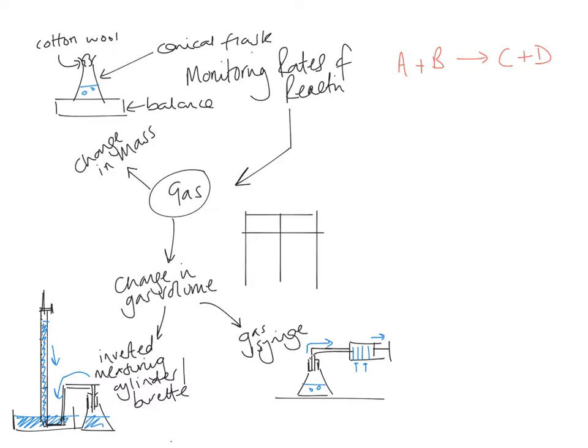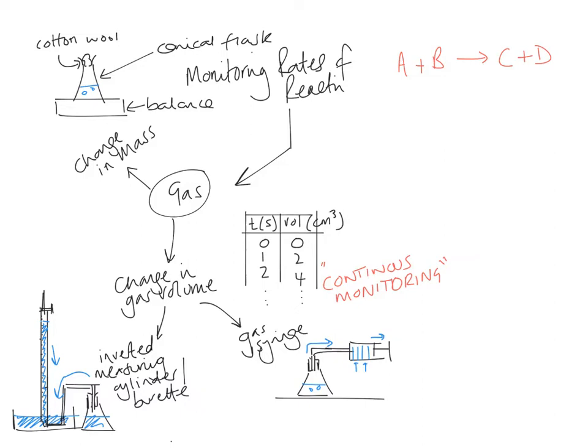With all these techniques, you end up generating a data table with time on the left-hand side or on the x-axis, and then the property that you're measuring on the y-axis. You're tracking that over regular intervals and just recording a volume that is produced. So it could be 0, 0, then 2, then 4, etc. And this is called continuous monitoring.